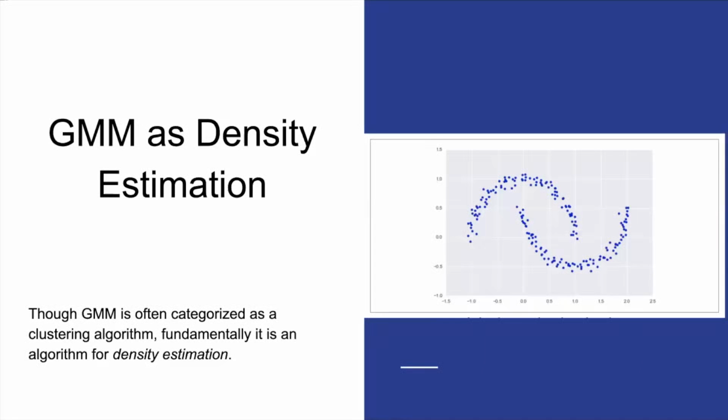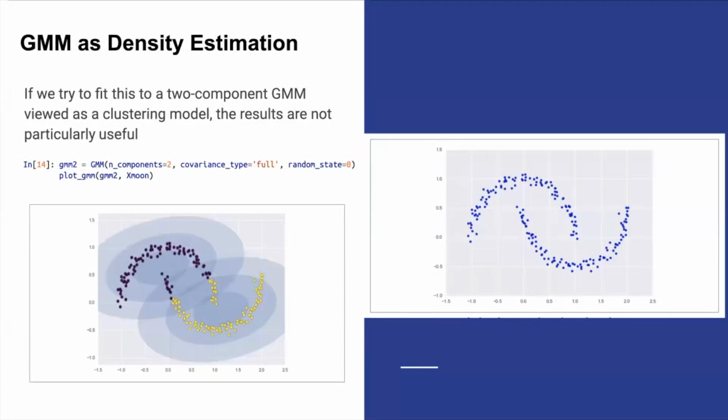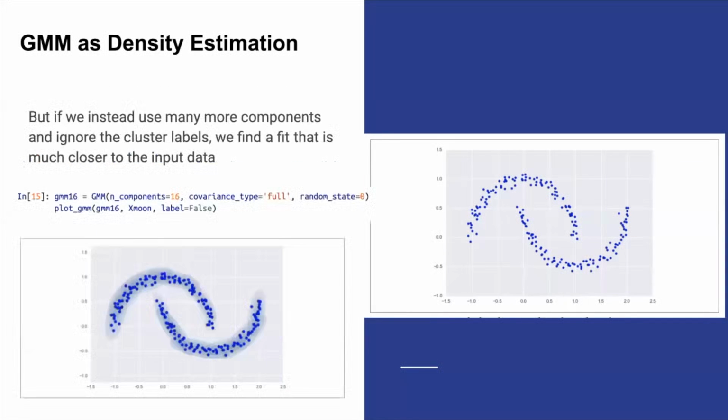As an example, consider some data generated like the one on the right-hand side over here. If we try to fit this with a 2-component GMM, viewed as a clustering model, the results are not particularly useful, like the one that we have down here. But if we instead use many more components and ignore the cluster label, we'll find a fit that is much closer to the input data.